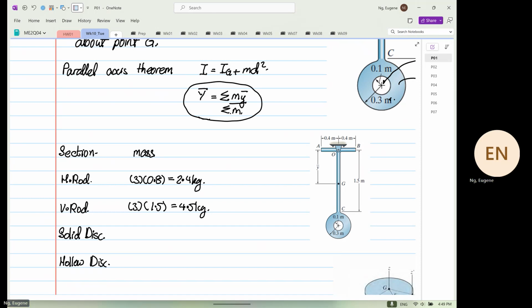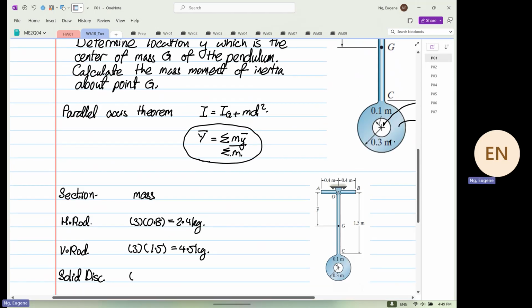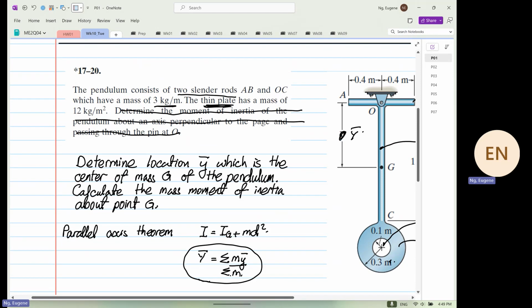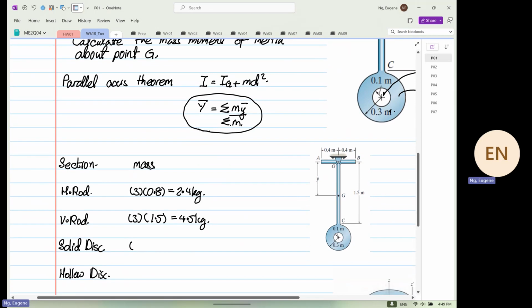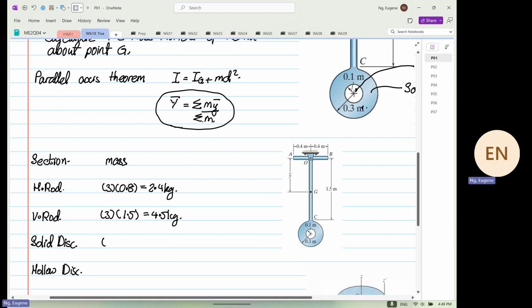Yes or no? Where my over I, have you seen that formula yet? No, it's okay. The approach is the same, only this is mass. Now, if you look at the mass of the solid disk, it's 12 kilogram meter squared. So we have 12 multiplied by pi r squared.